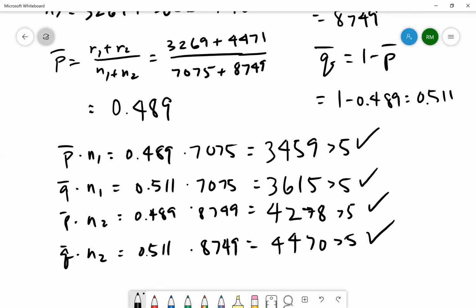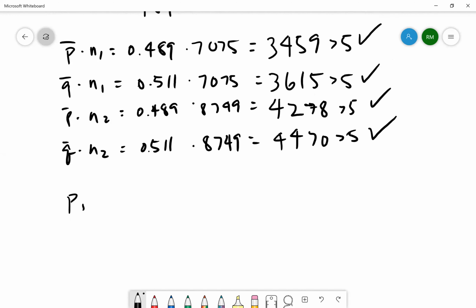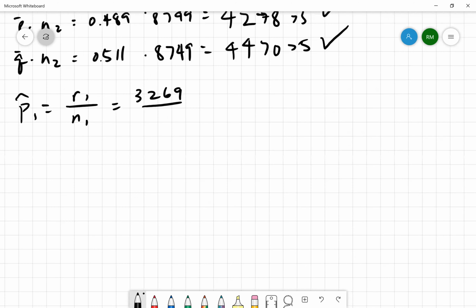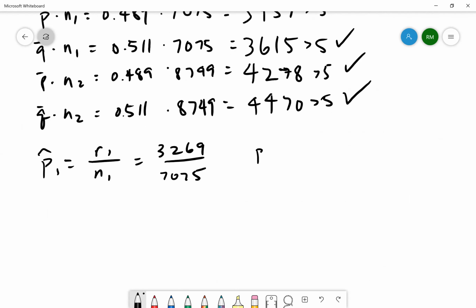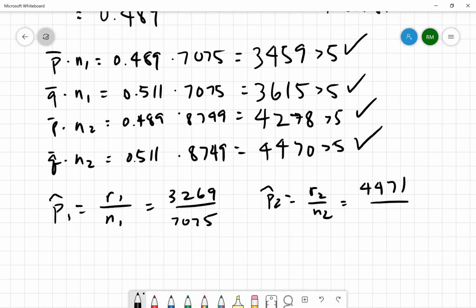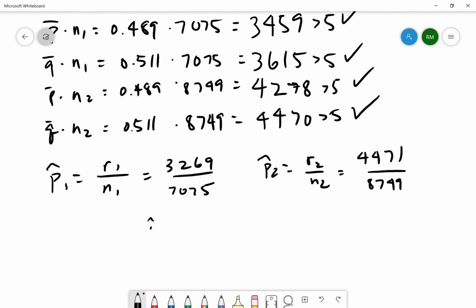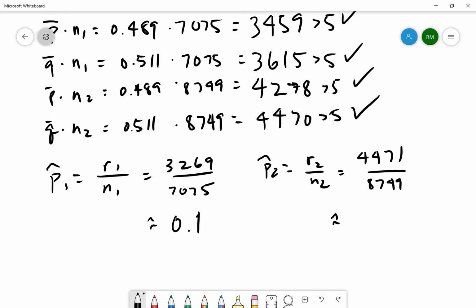And so the next thing we need to calculate are P1 hat and P2 hat. So P1 hat is R1 over N1. That's the number of men who were smiling over the total number of men, which I think came out to be 7075. And P2 hat is the proportion of women who were smiling, which is 4471 over 8749. We're going to see what these are roughly equal to. So this comes out to be 0.462 and 0.511.